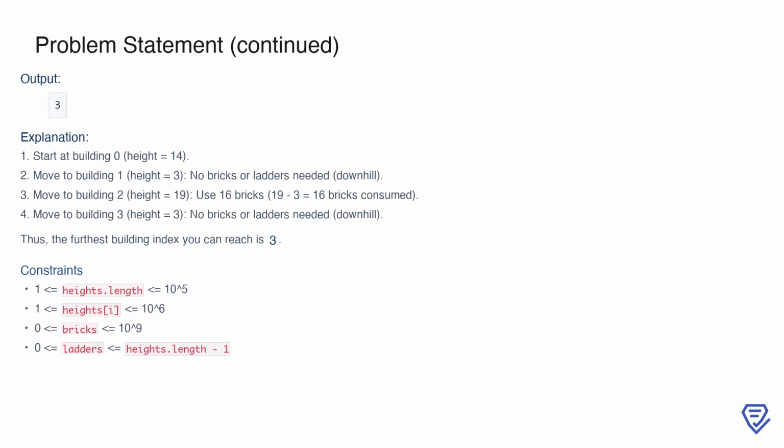Now consider the case where heights equals 14, 3, 19, 3, bricks equals 17, and ladders equals 0. The output is 3. Here's the step-by-step reasoning. Starting at building 0, you move downhill to building 1, which requires no resources. Next, you climb to building 2, consuming 16 bricks to cover the height difference of 16. Finally, you move downhill to building 3 without using any additional resources. Since you've reached the last building in the array, the furthest index in this case is 3.